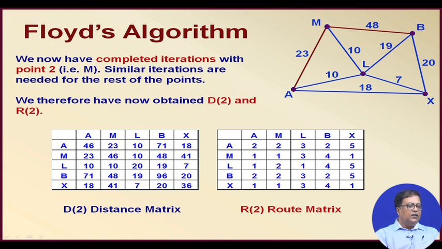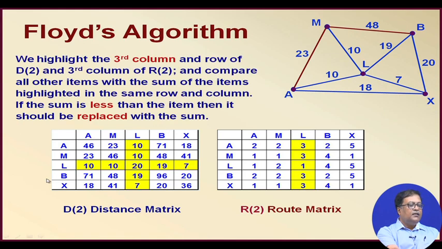After obtaining both D2 and R2, next it should be the third point. What is the third point? Sorry, the third point was L, that should be highlighted. So, L now should be highlighted. Now, look at what values will change. These 46 will be 20, right. These 46 also will become 20. These 48 will now become 29. These 41 will now become 17.